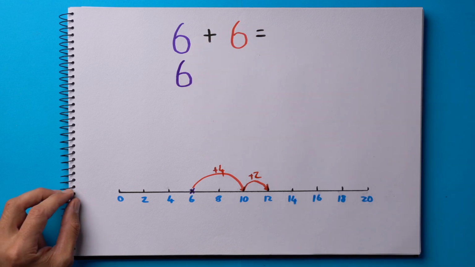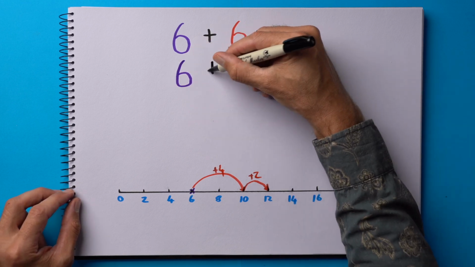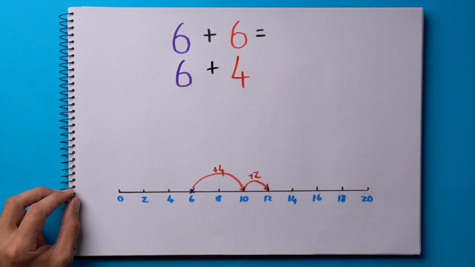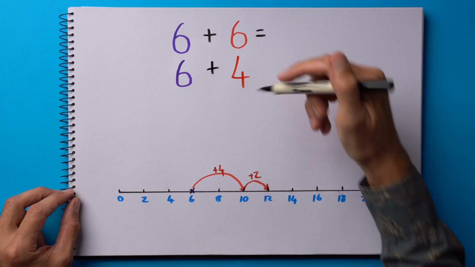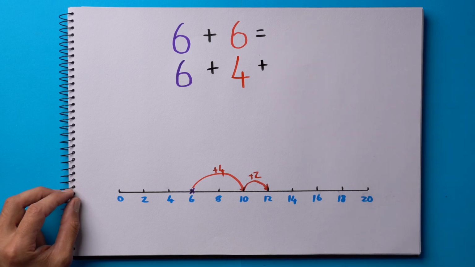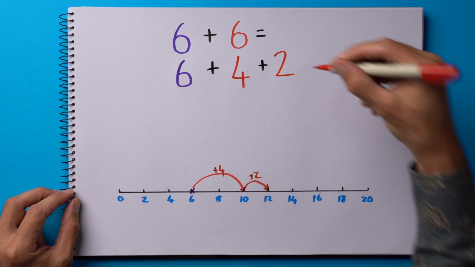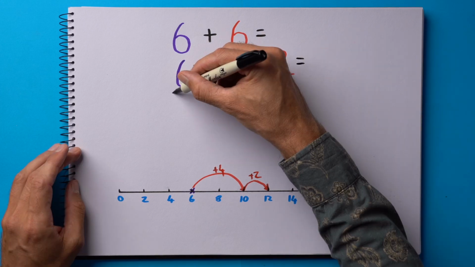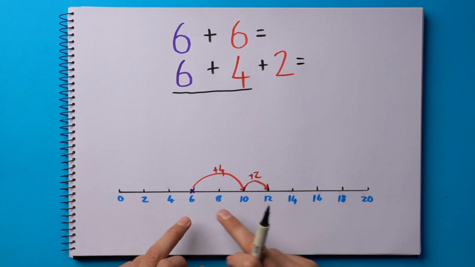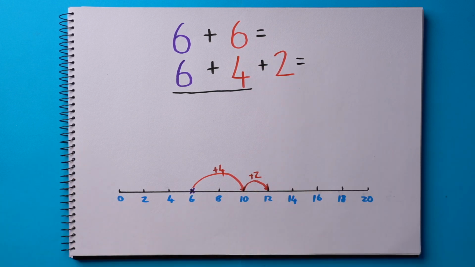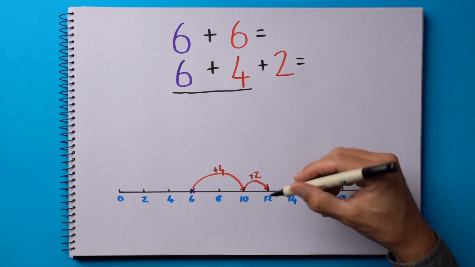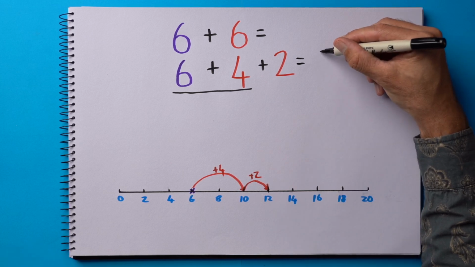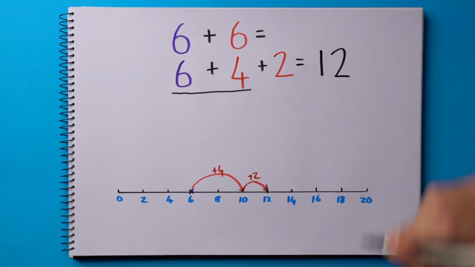So if I was going to write my number sentence, it would look like this. 6 plus 4 plus 2. The 6 and the 4 make up 10, and then we just have to add 2 more, 11, 12. And that takes us to 12 on our number line. So we know our answer to that is 12.